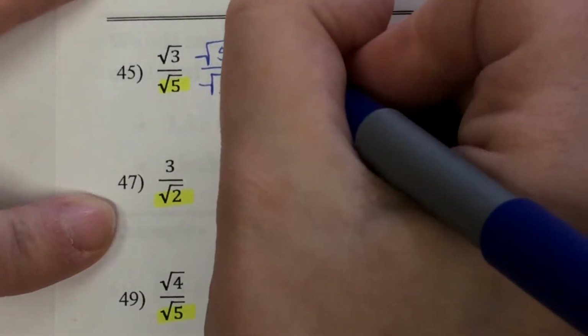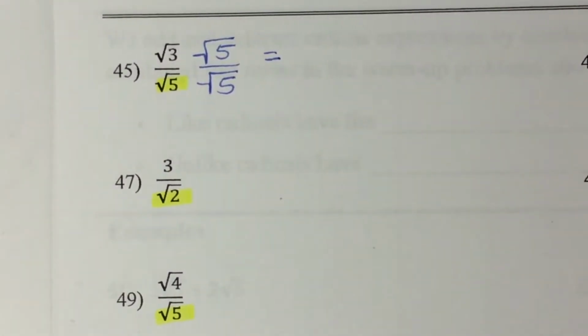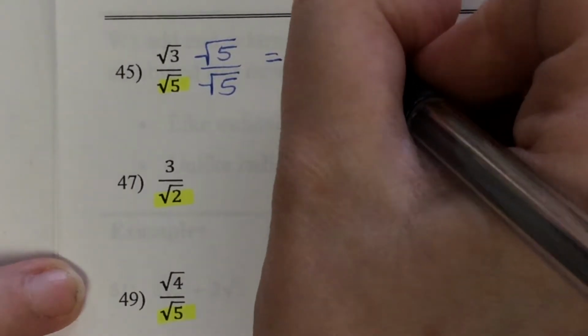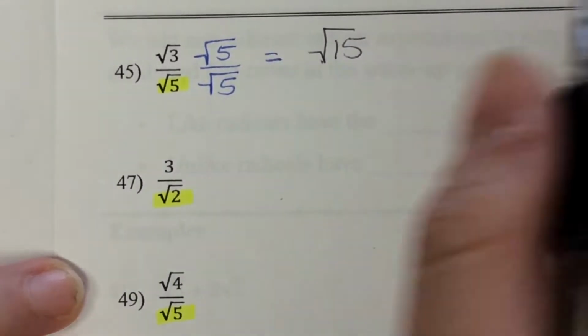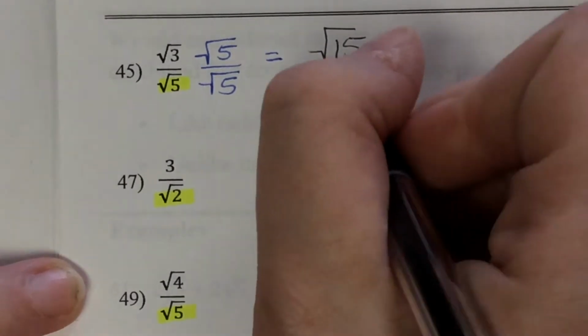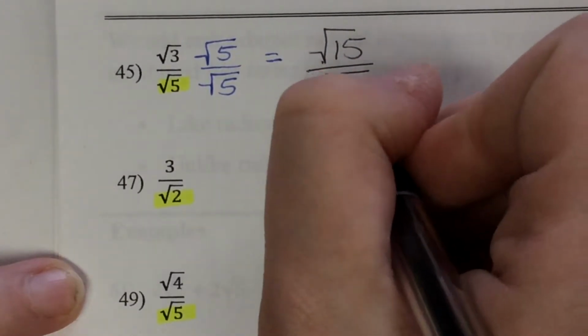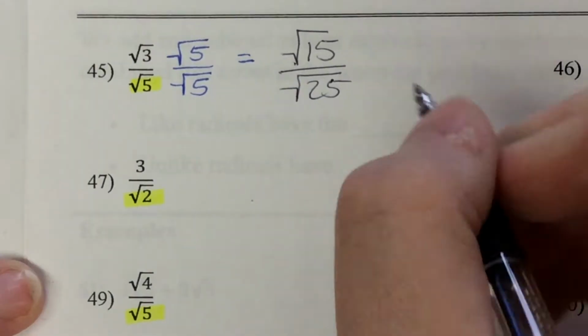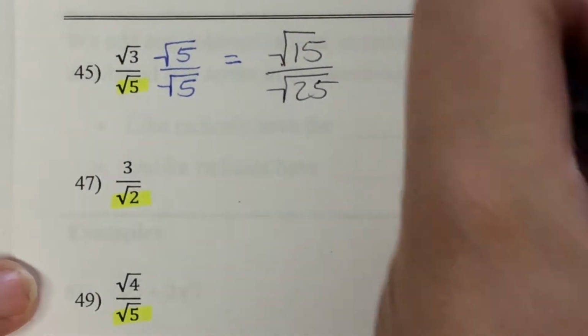Okay? And then it's just the multiplication properties that we learned the other day, which is coefficients get multiplied together and radicands get multiplied together. You can't crisscross the two. So we have 2 radicands. 3 times 5 gives me 15. Okay? And in the bottom, 5 times 5, radical 25.